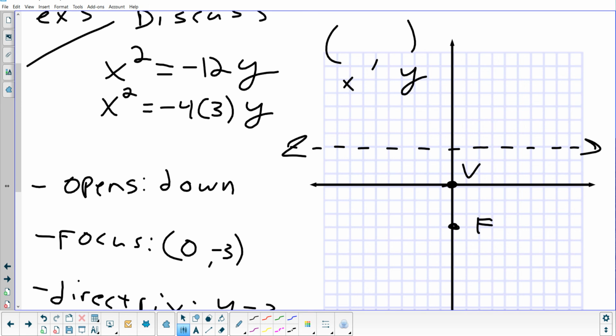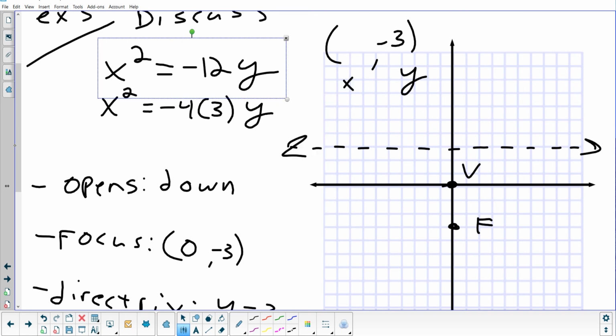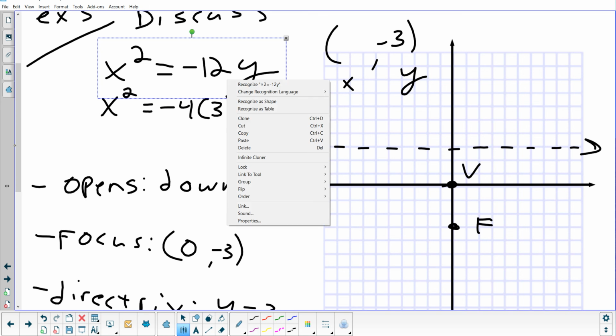What would be a nice number that I could fill in for y? And then I could easily take the square root of it. Yeah? -3. If you let y be -3, now fill it in. -12 times -3, that's 36. And now to get x, take the square root of 36. We just did that. What's the square root of 36? Yeah? Plus or minus 6.